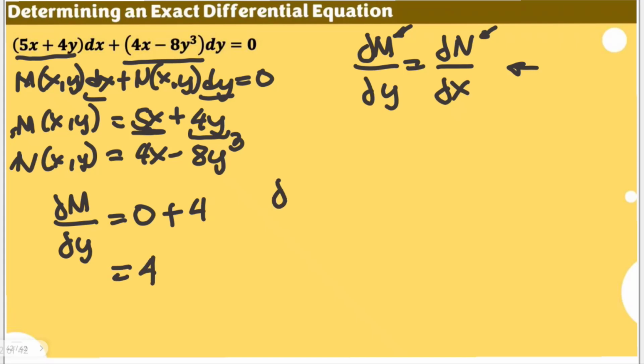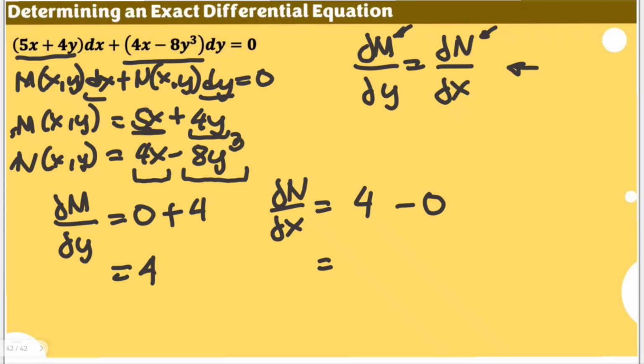Now for the partial derivative of N with respect to x, since we are just getting the derivative with respect to x, the variable y will be taken as a constant. This would mean 8y cubed is now considered as a constant, and its first order derivative is just equal to 0. Specifically here, minus 0, because that's minus 8y cubed. And the first order derivative of 4x, as we are taking it with respect to x, is just equal to 4. So the partial derivative of N with respect to x is also 4.